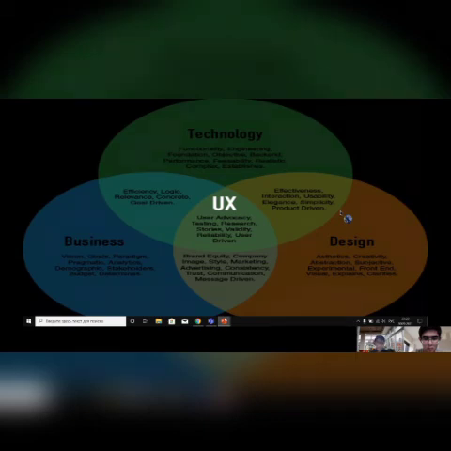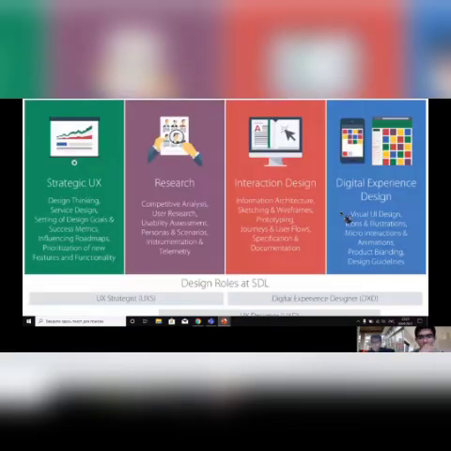The UX design role involves storytelling and computer science as well. Areas of focus include content controls with design.